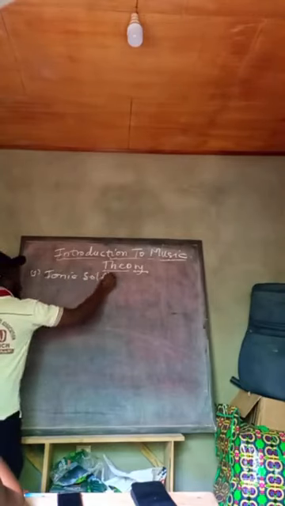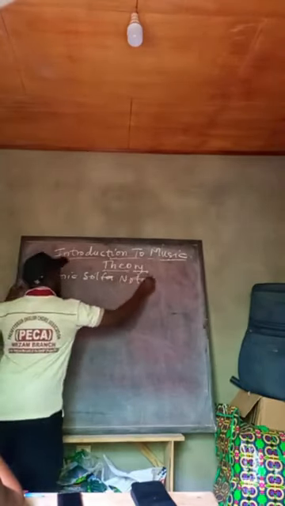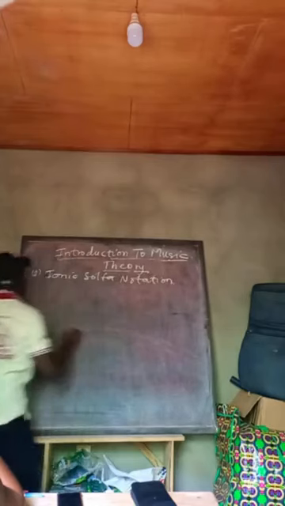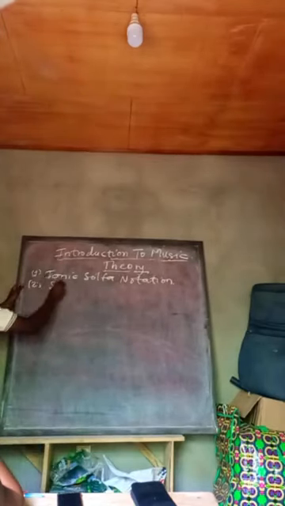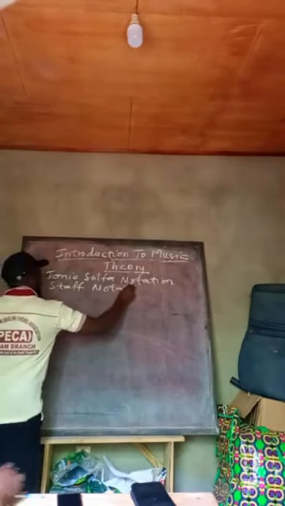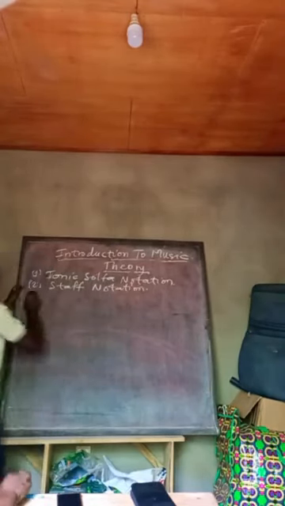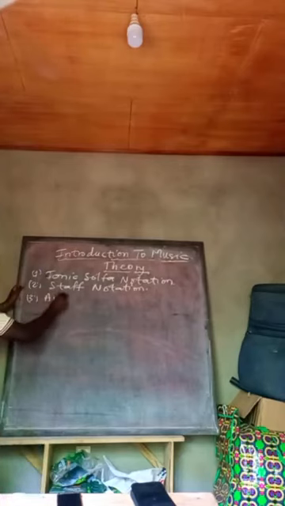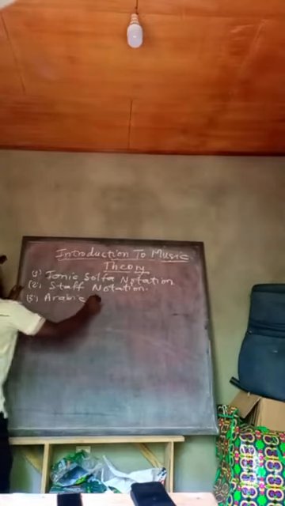The first one is tonic sol-fa notation. The second one is the staff notation, and then you have Arabic notation.